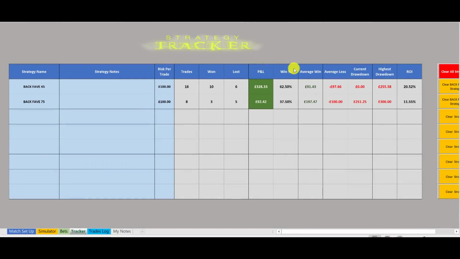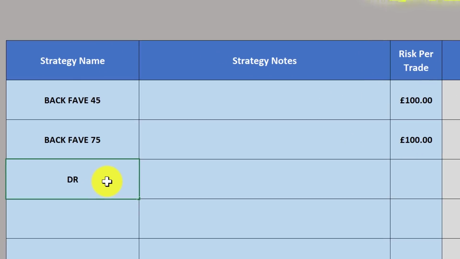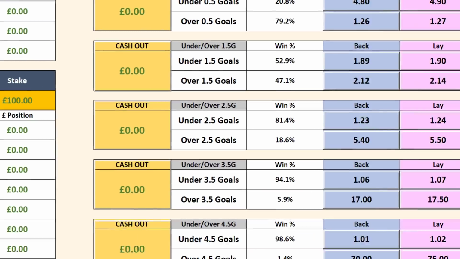So just to give you an idea of this, we're inside the part of the simulator that is called the strategy tracker. So if you are going to build or test the strategy, you're going to have to go into the strategy tracker to make it work. And the way it works, you just put in like the name of the strategy. So let's just put in dream strategy, and then it's there. And then let me just head back to the simulator.